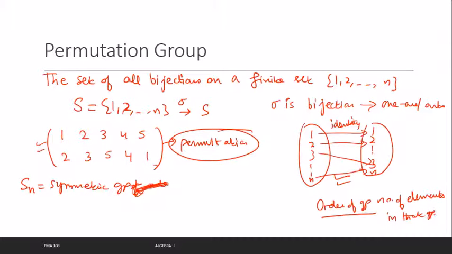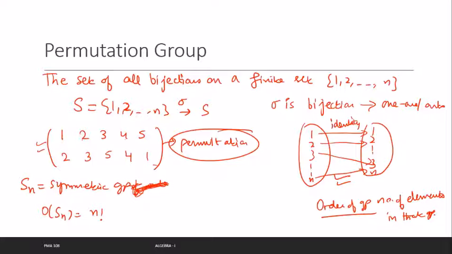So can you tell me what is going to be the order of the permutation group Sn? How many elements are going to be there in Sn? n factorial, right? Because that is the number of bijections, the number of all possible mappings you can define. It's easy to see: 1 goes to something. How many choices do you have for 1? n. You can map it to any one of the n elements.